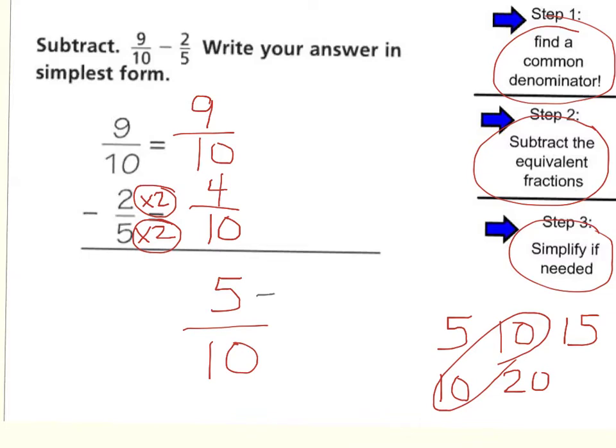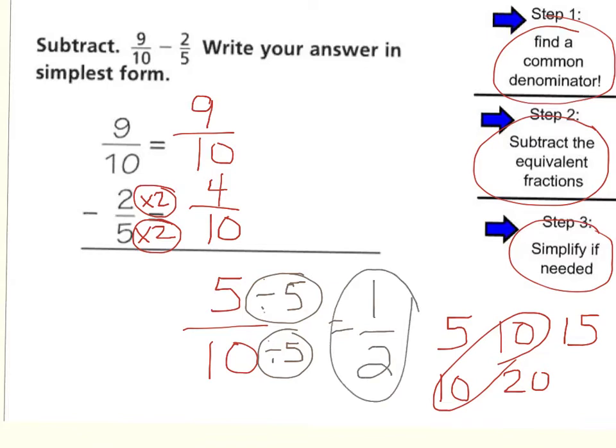So I can divide by 5. Same rule still applies. What I do on the top, I have to do on the bottom. So I have 5 divided by 5 is 1, and 10 divided by 5 is 2. So my answer to the question, 9/10 minus 2/5, would be 1/2.